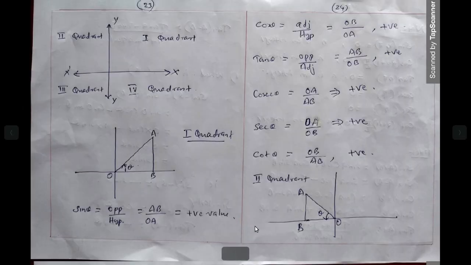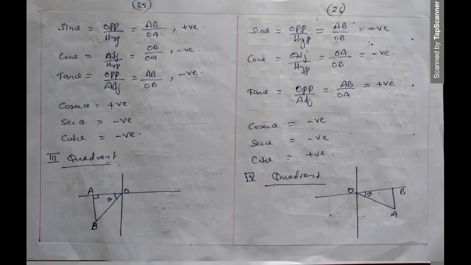What about tan theta? Tan theta means opposite side by adjacent side. Opposite side is positive, adjacent side is negative. So tan theta in second quadrant is negative, right? Cosec theta same with respect to sin theta, positive. Sec theta as in the cos theta, that is negative. Cot theta as in tan theta, negative, right?